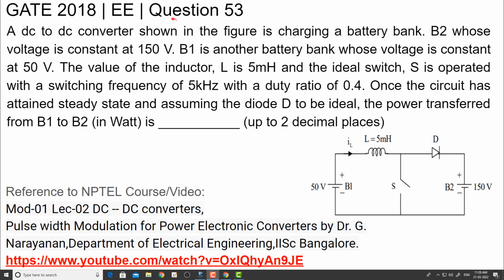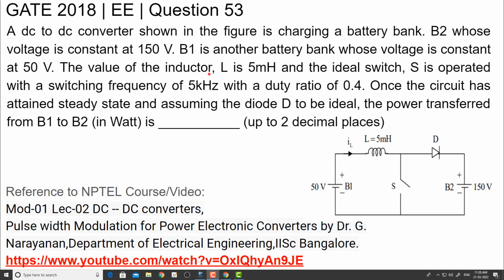Welcome all. Now I am going to discuss question number 53 from the GATE 2018 paper Electrical Engineering. The question is, a DC to DC converter shown in the figure is charging a battery bank B2 whose voltage is constant at 150 volts. B1 is another battery whose voltage is constant at 50 volts.